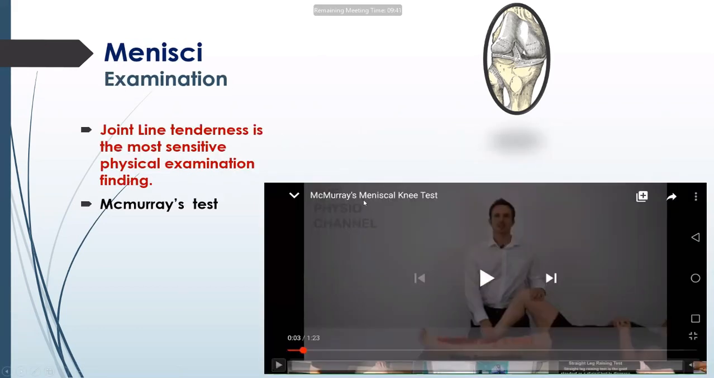So, what is the examination for patients with meniscus injury? Usually, joint line tenderness is the most sensitive physical examination finding. In patients with a medial meniscal tear, we will have medial joint line tenderness. It is sensitive, but it's not specific, and a patient with arthritis will also have joint line tenderness. One of the tests is the McMurray test. We have the original McMurray test and the modified McMurray test. You can see it in this video.